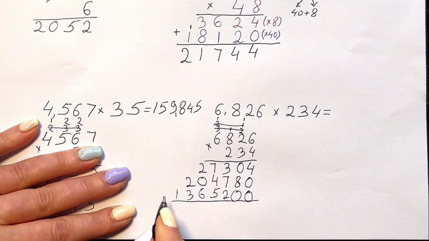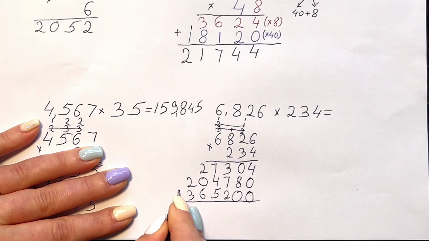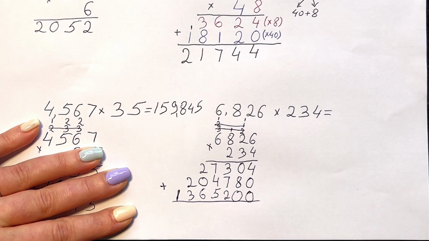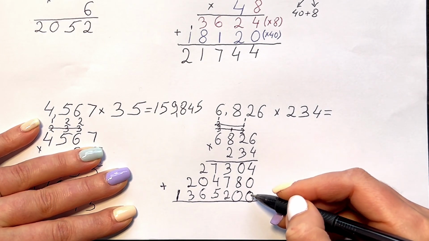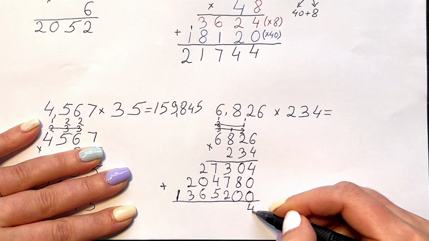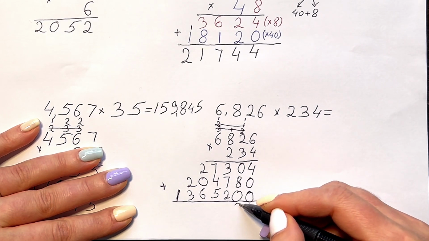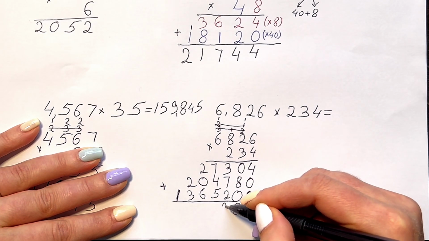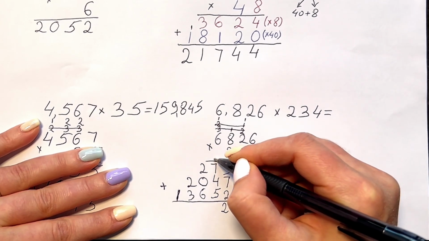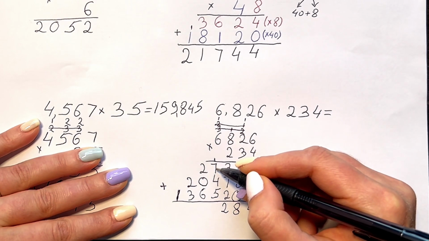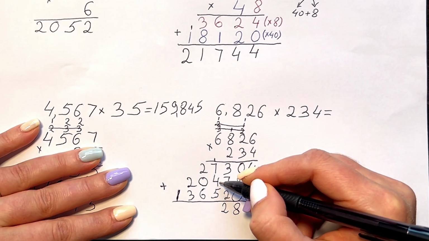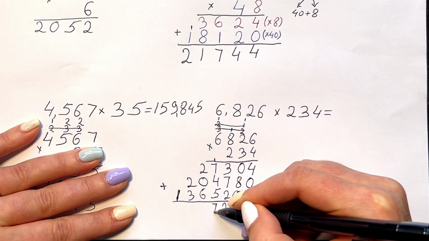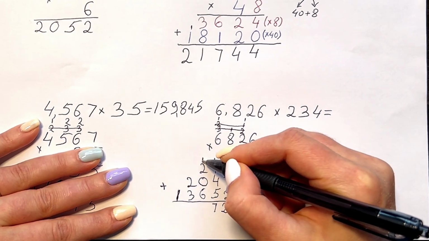Now we just have to do the last step, which is combining these three numbers together. 4, 0, 0 together is 4. 0, 8, 0 is 8. 3 plus 7 is 10, plus 2 is 12. I'm going to put the 2 and carry the 1. 1 plus 7 is 8, plus 4 is 12, plus 5 is 17. I'm going to put the 7 and carry the 1.